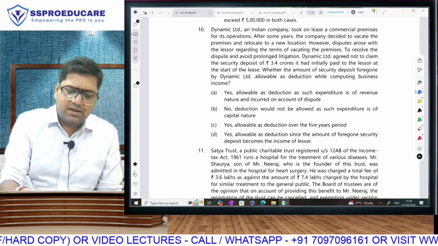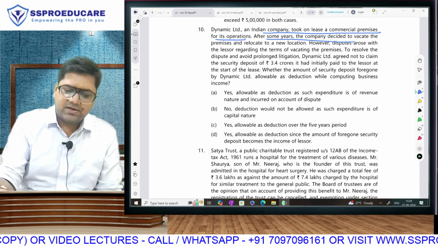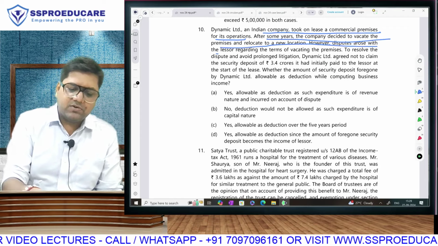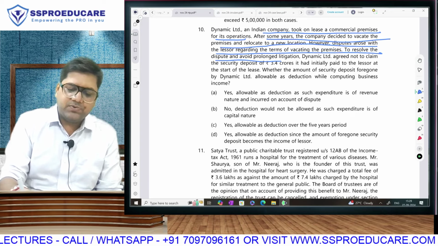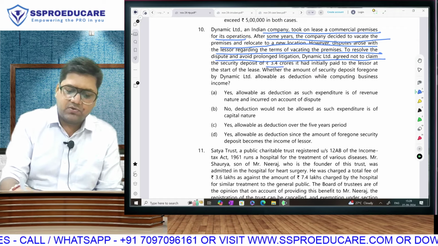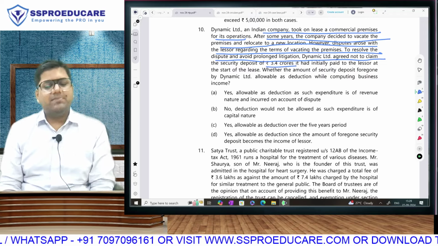Next, Dynamic Limited, an Indian company, took on lease commercial premises for its operations. After some years, company decided to vacate the premises and relocate to new location. Dispute arose with the lessor regarding terms of vacating the premises. To resolve the dispute and avoid prolonged litigation, Dynamic agreed not to claim security deposit of 3.4 crore. Is it going to be allowable as a deduction?